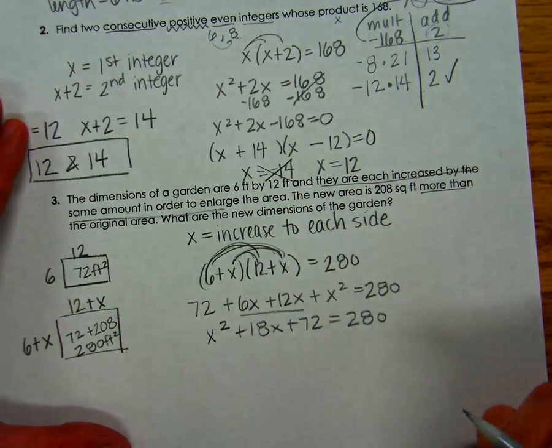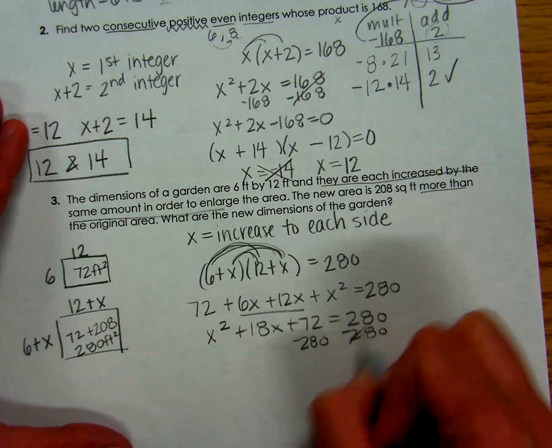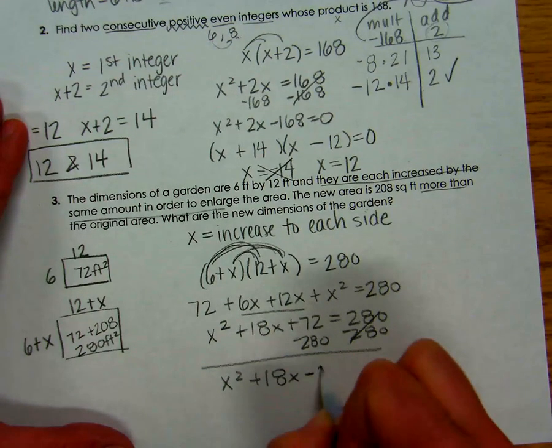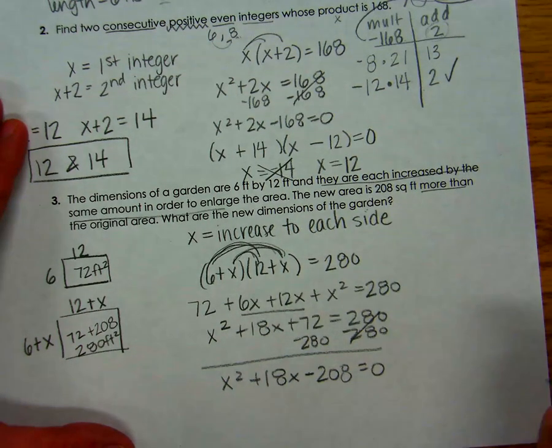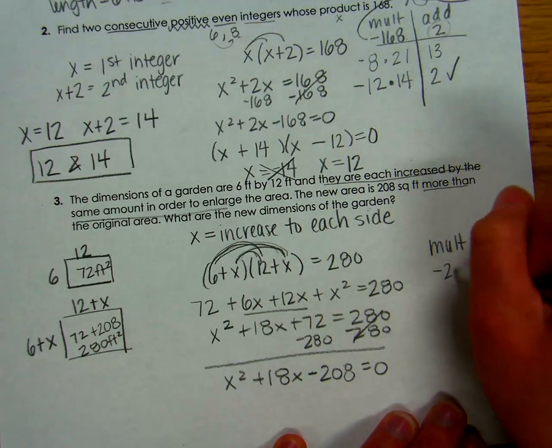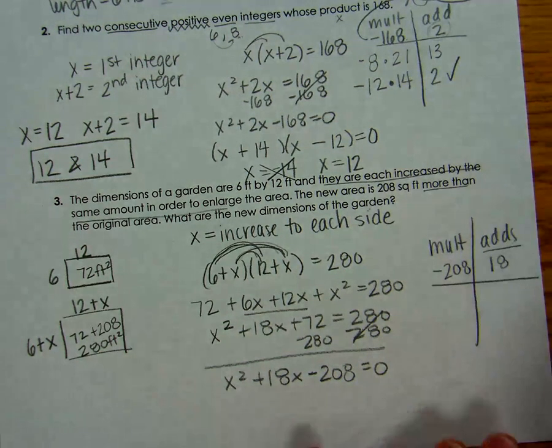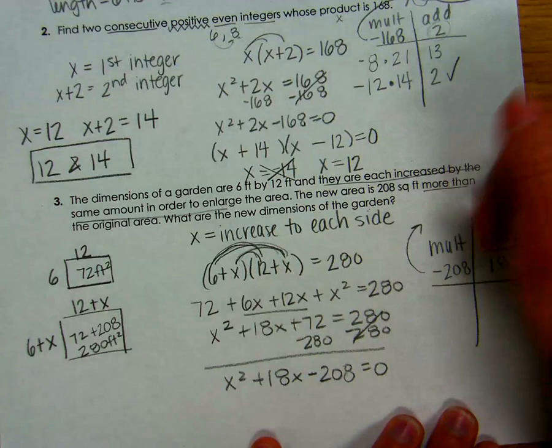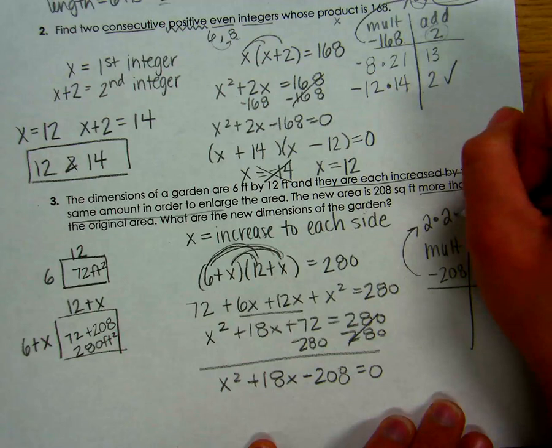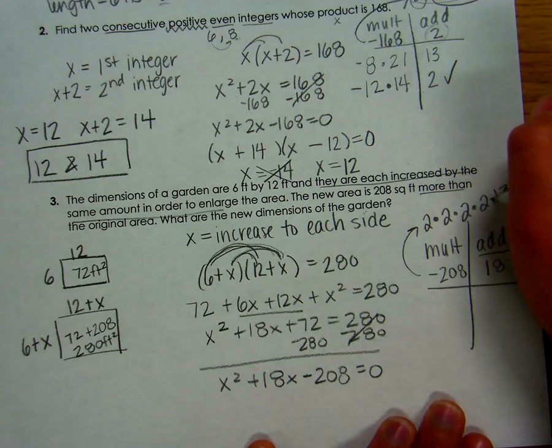And to be able to solve my quadratics, I'm going to minus the 280 from both sides. So I have x squared plus 18x minus 208 equals 0. And then I've got to go through the process again. What multiplies to negative 208 but adds to 18? 208 divided by 2 is 104. So 104 is 2 times 52. 52 is 2 times 26, and then 26 is 2 times 13.